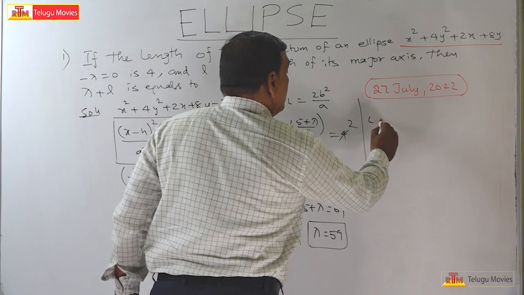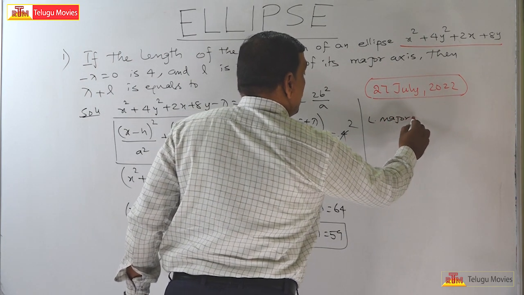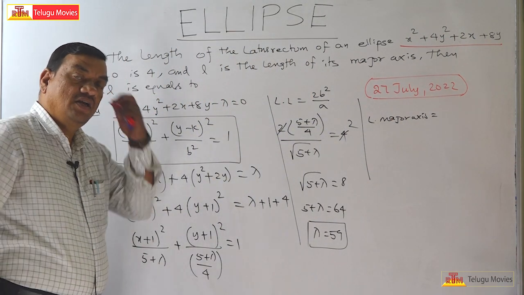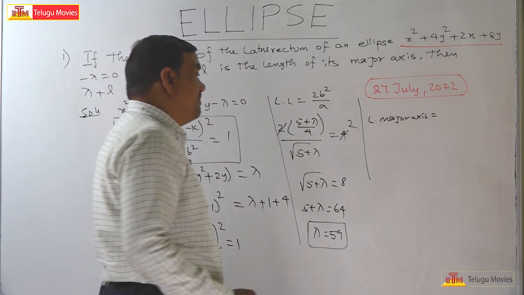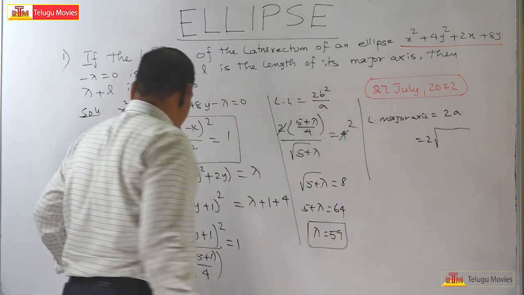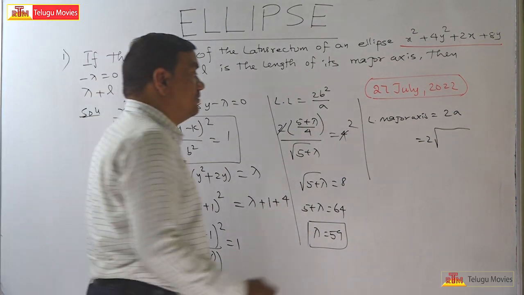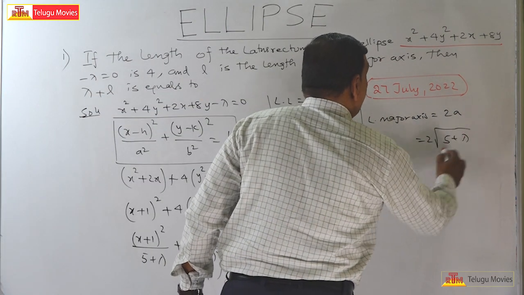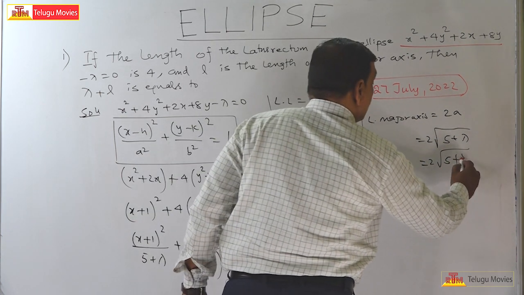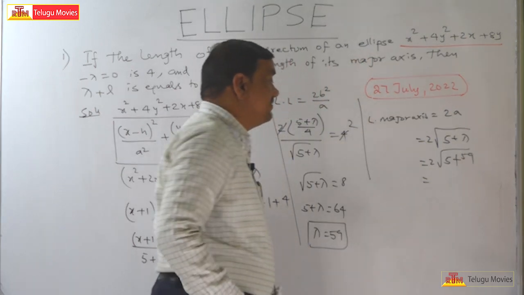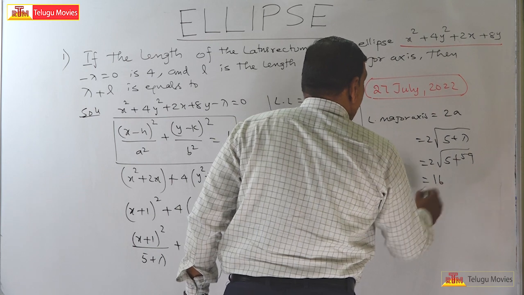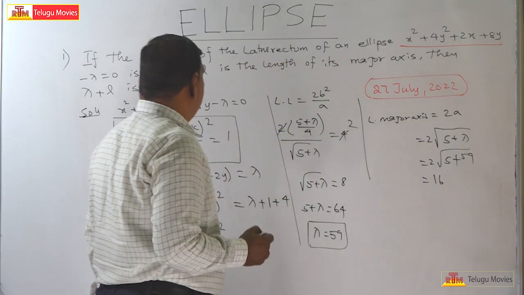What is the length of the major axis? The length of the major axis is equal to 2a. So for this horizontal ellipse, the length of the major axis is 2a. That is equal to 2 into a value, which is root of 5 plus lambda. Already the lambda value 59 we got. So this is equal to root of 5 plus 59, 64, root 64, 8, 2 8s are 16. Okay? So this is the length of the major axis.